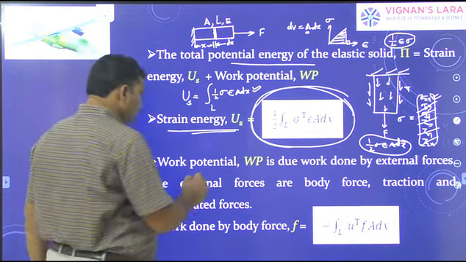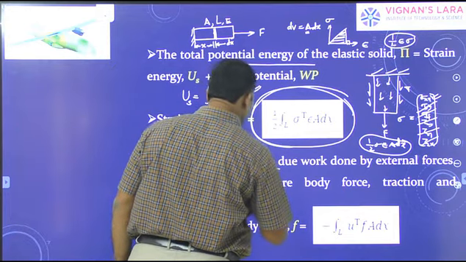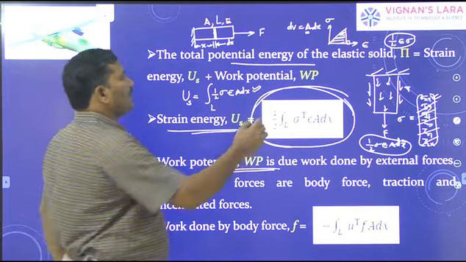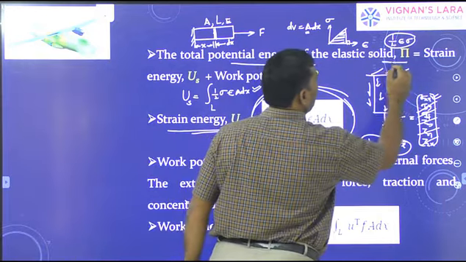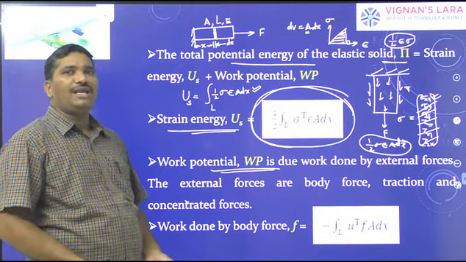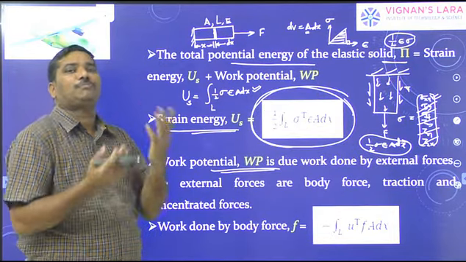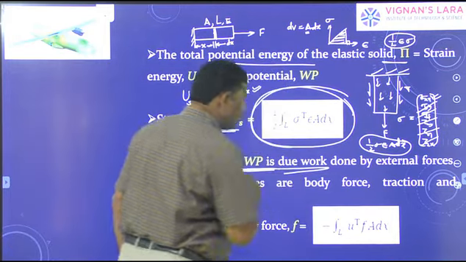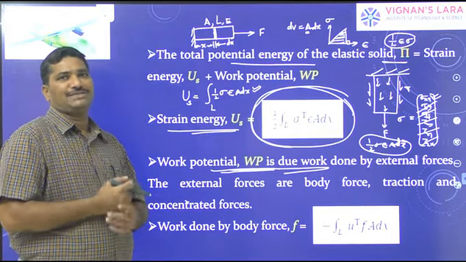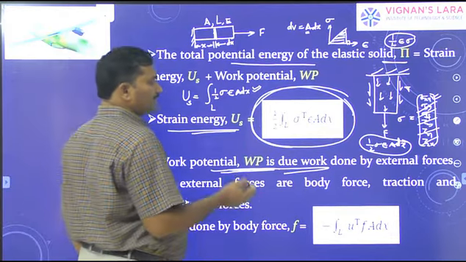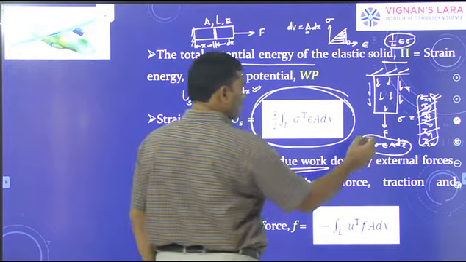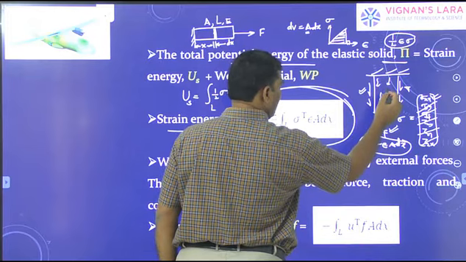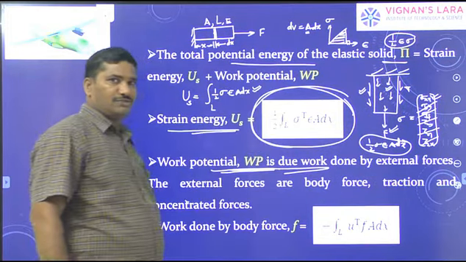And coming to the work potential. Why do we determine the work potential? Because the total potential energy of the elastic solid, pi, is the sum of the strain energy of the elastic solid and the work potential. What is work potential? Work potential is due to the work done by external forces. What are the external forces we are considering here? As I said, we consider the concentrated force, the surface traction, and also the body force.